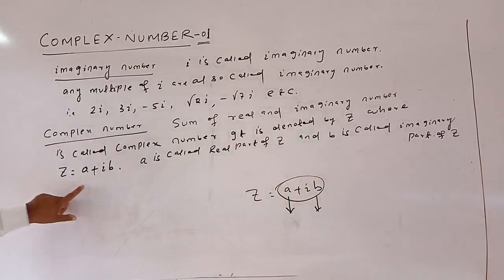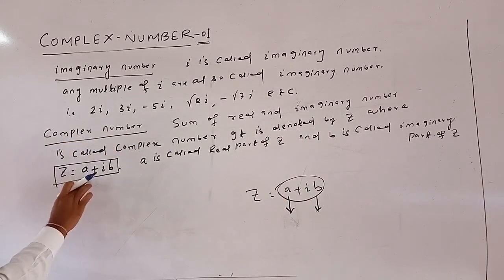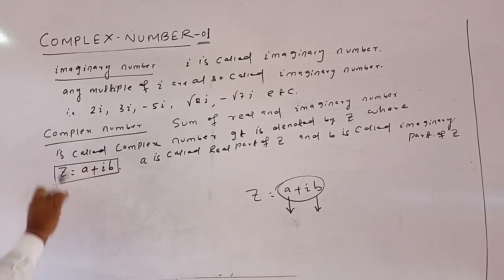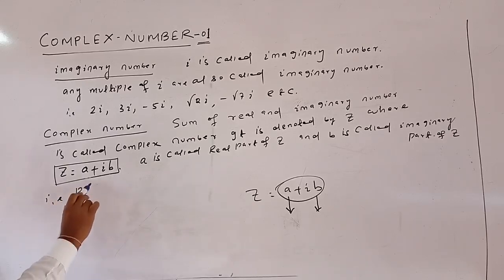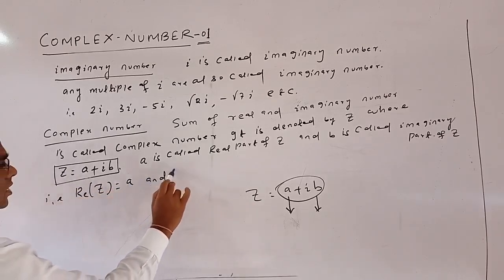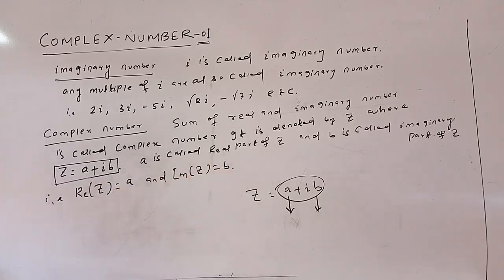So z equals a plus ib. If it is a complex number, we call a the real number and ib the imaginary number. Also, a is called the real part of z and b is called the imaginary part of z. That is, we write it this way: real part of z equals a, and imaginary part of z equals b.